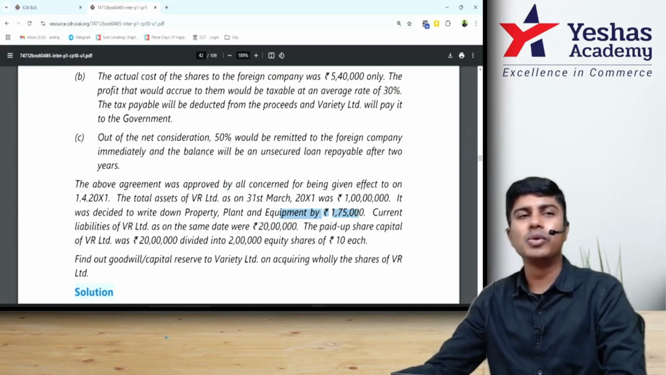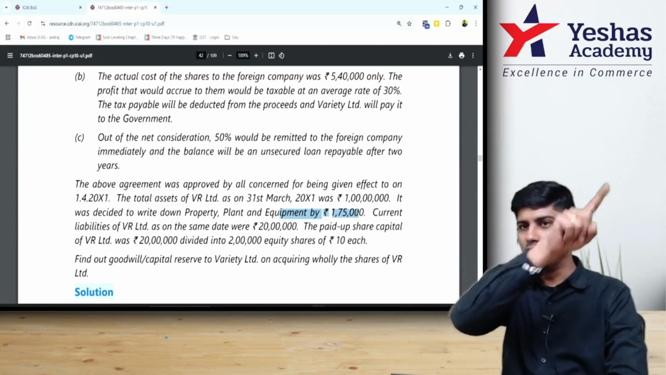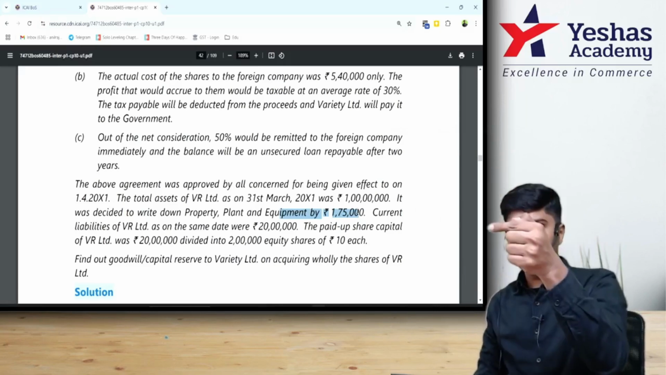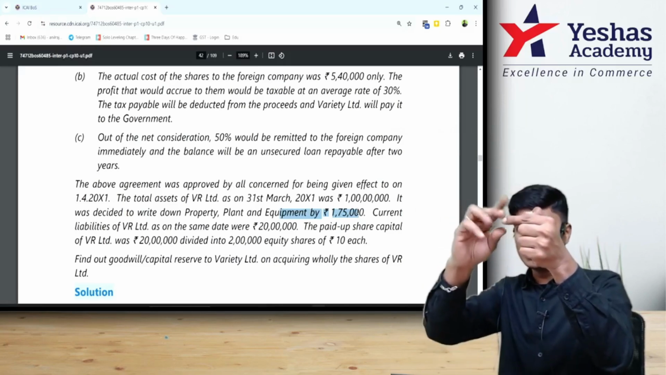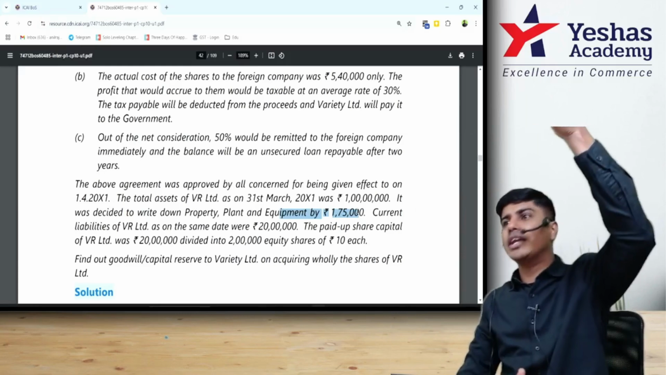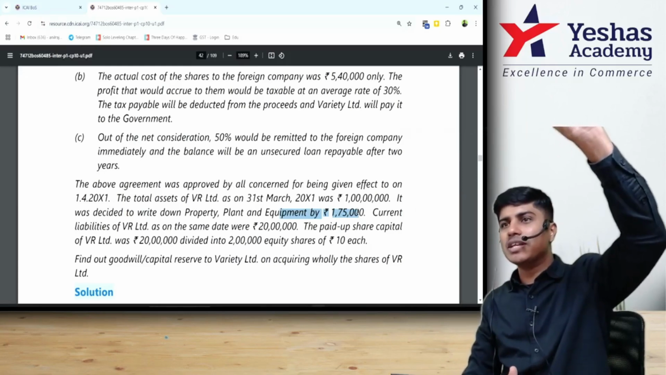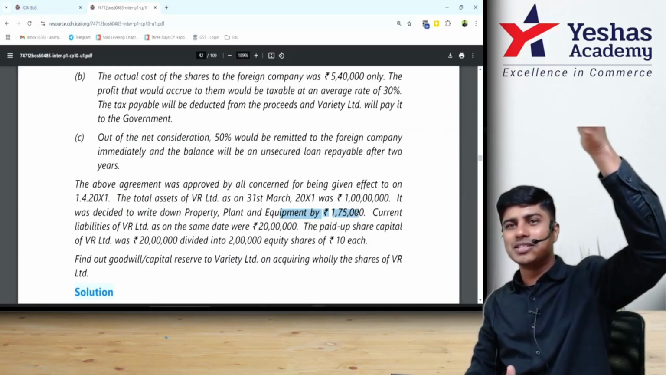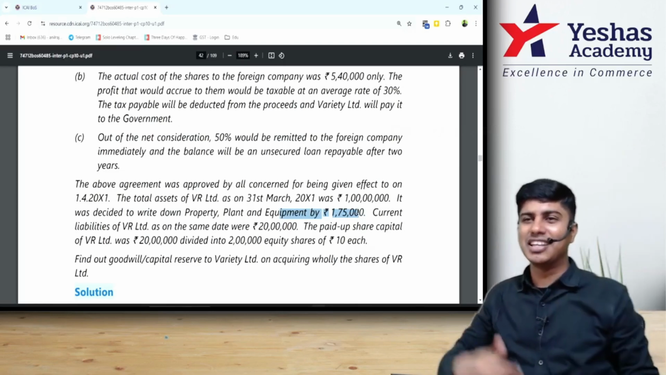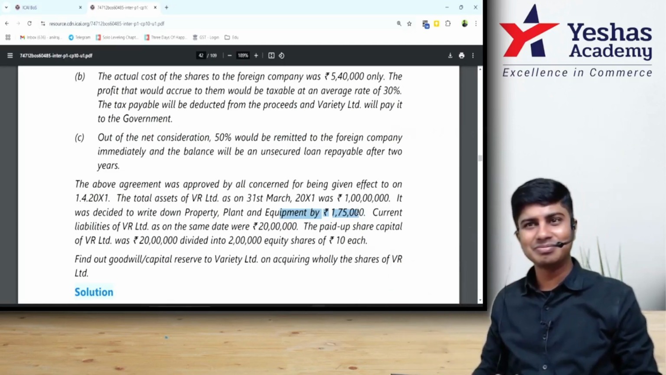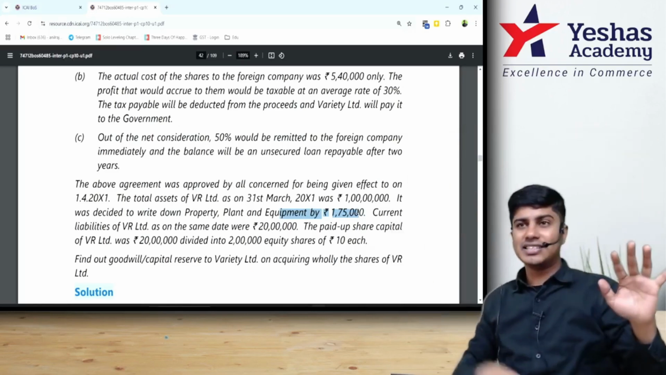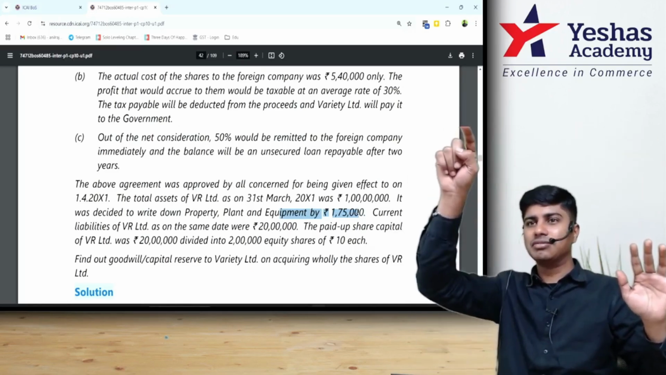What am I doing? I am doing it the other way around. You write nominal value in the outer column, book value in the inner column, and deduct pre-acquisition reserves. Instead of deducting pre-acquisition reserves, I told you, you can add it to nominal value. Nominal value plus reserves, equity share capital plus reserves, is nothing but assets minus liabilities. Balance sheet: assets, liabilities, capital, reserves.